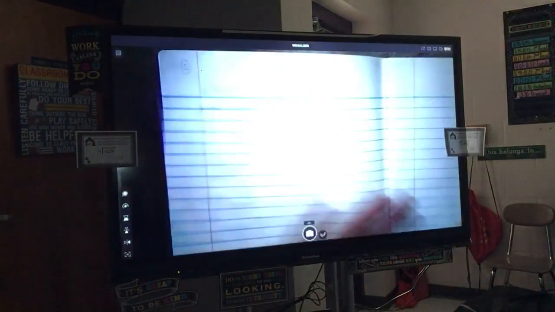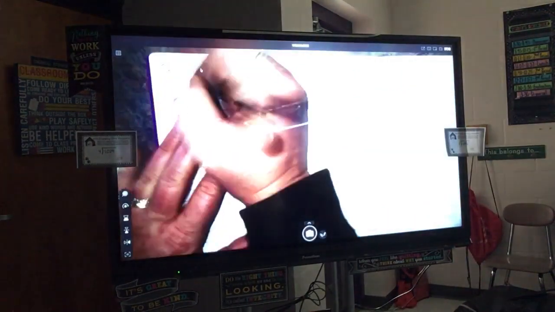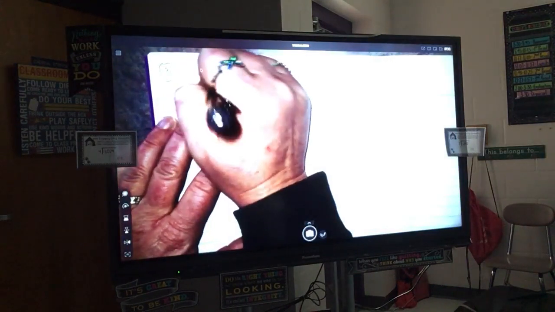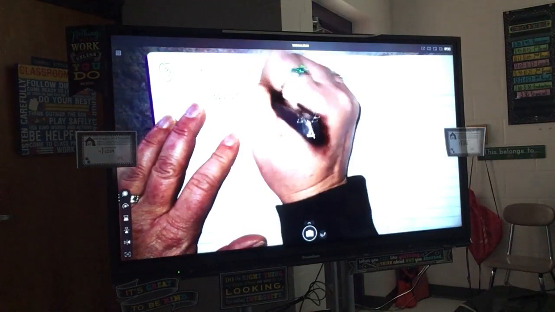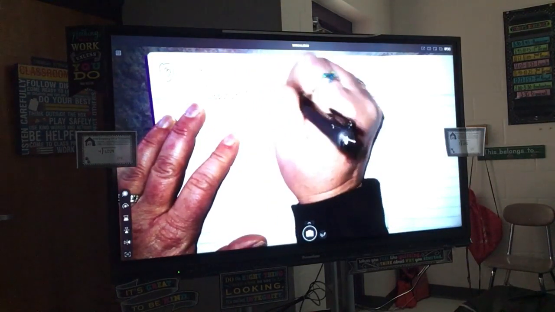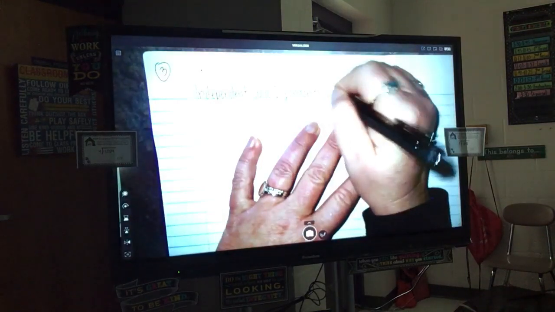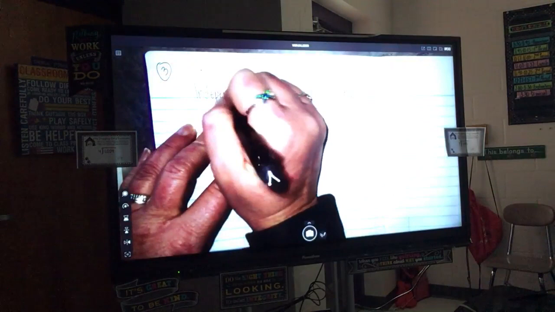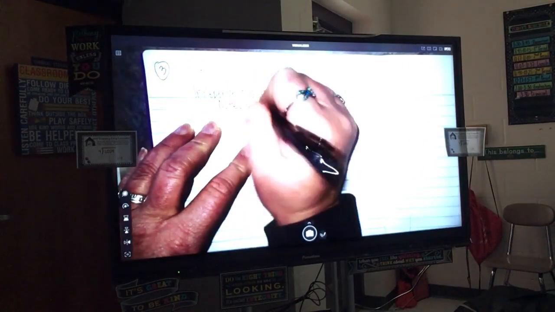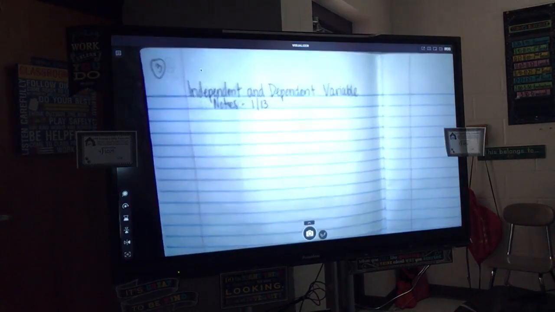All right, go ahead. Turn to the next blank page in your notebook. So you need to title it Independent Dependent Variable Notes. You're going to need a highlighter.